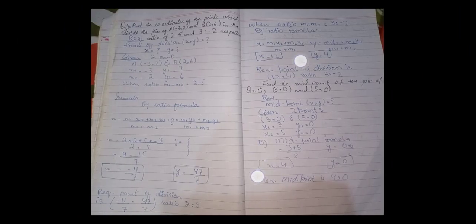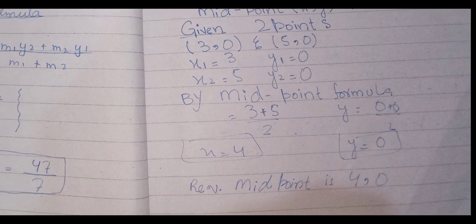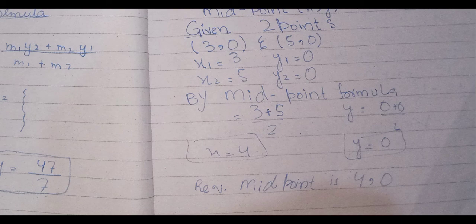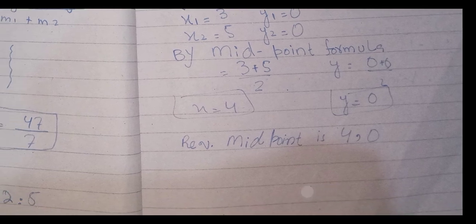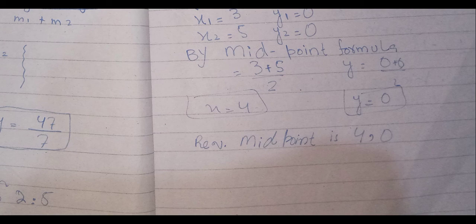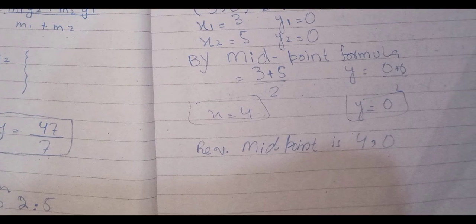Now what we will do is put the values: x1 plus x2 divided by 2 and y1 plus y2 divided by 2. Now we have the x coordinate and y coordinate, and the required midpoint is 4 comma 0, meaning 4 on the x-axis if you want to draw a graph of this. If you want to find out where we will cut the bar, we will go 4 units on the x-axis and 0 units on the y-axis.